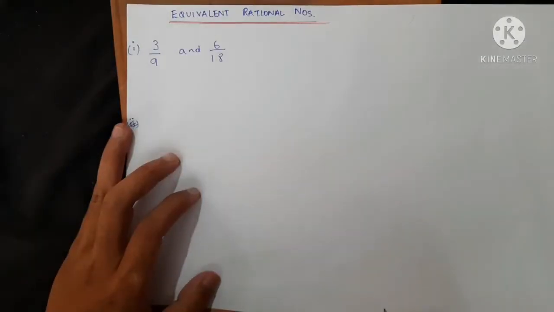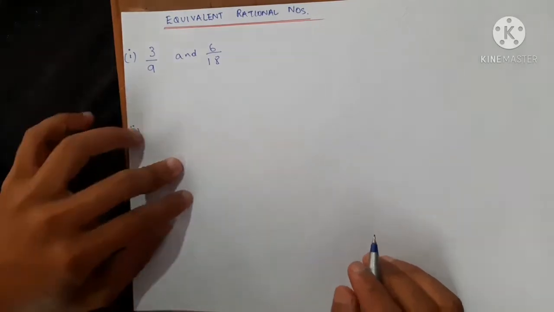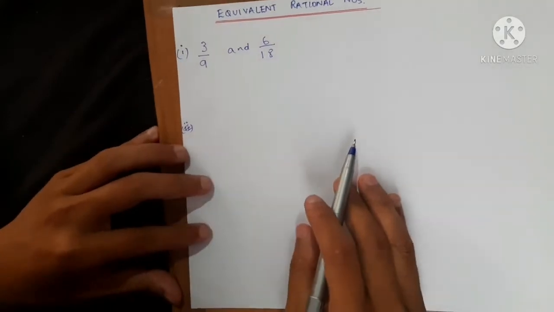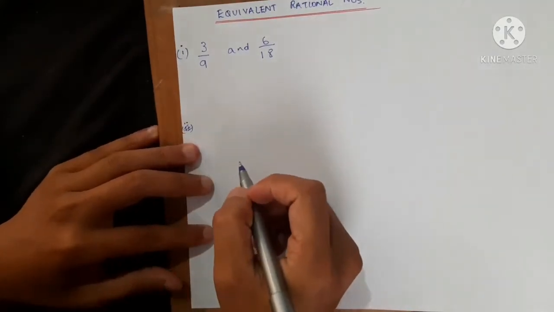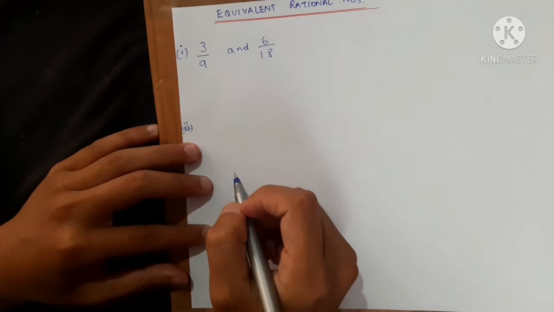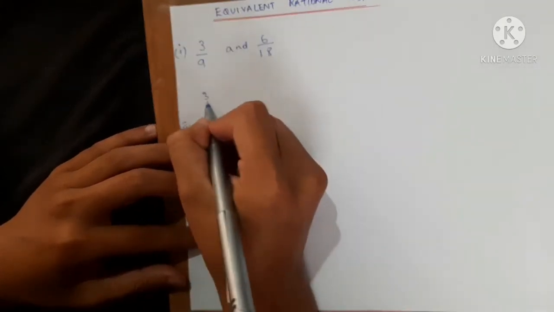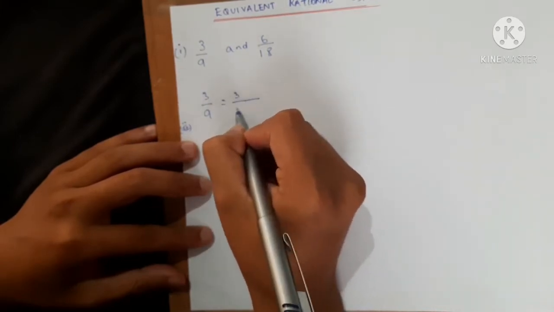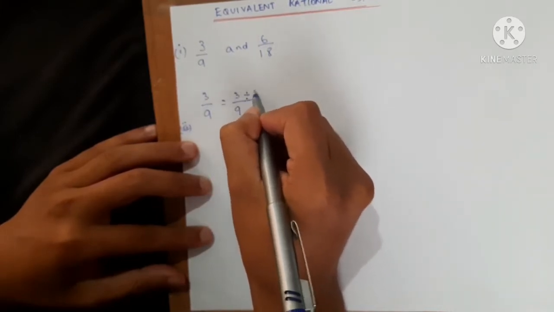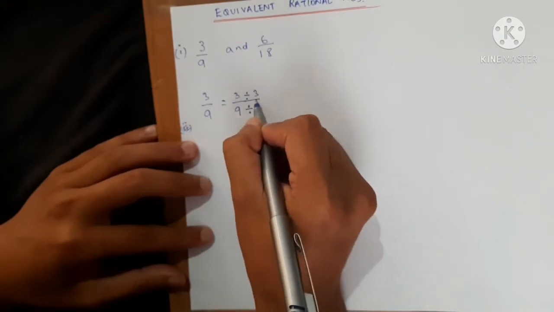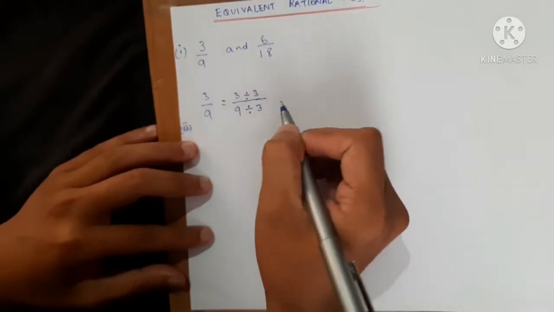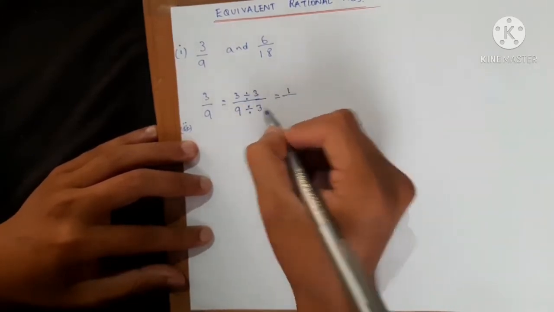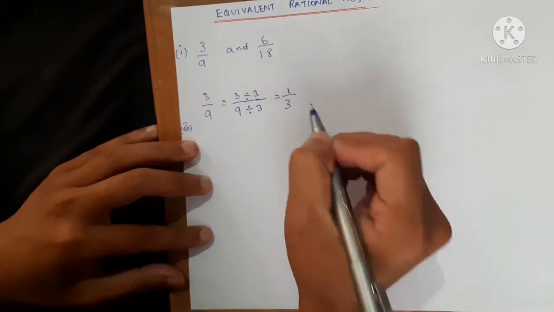Let's take another example of equivalent rational numbers, 3 by 9 and 6 by 18. How do we know that they are equivalent rational numbers? We just reduce them into the standard form. 3 by 9: when we divide the numerator and the denominator by 3, we get 3 divided by 3 equals 1, and 9 divided by 3 equals 3.